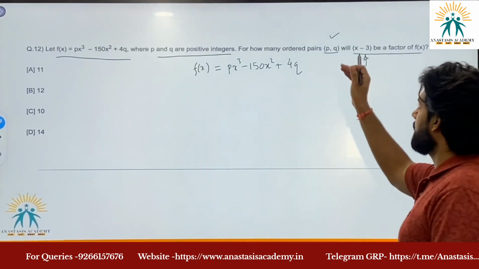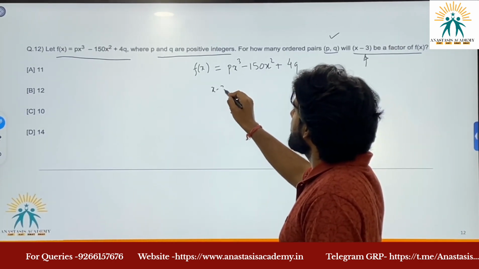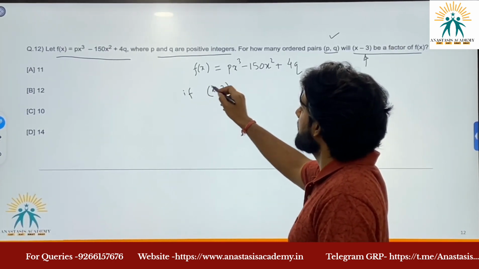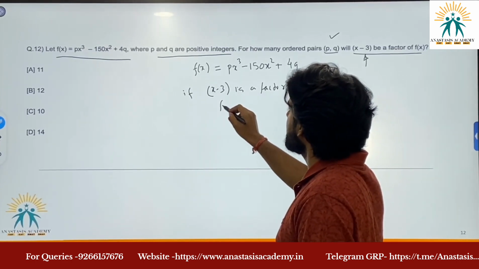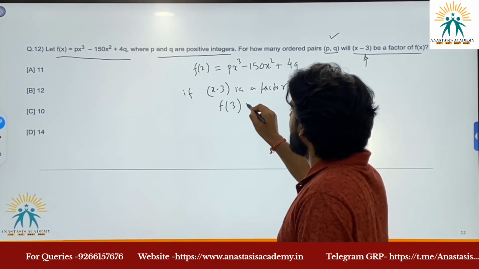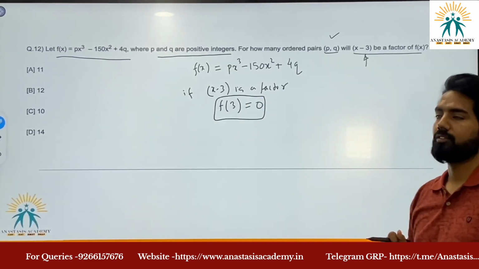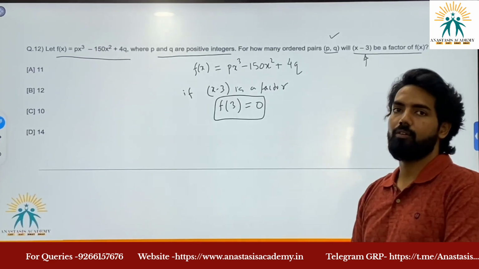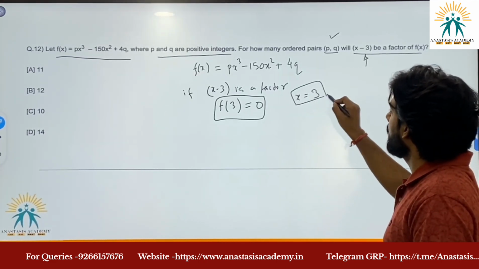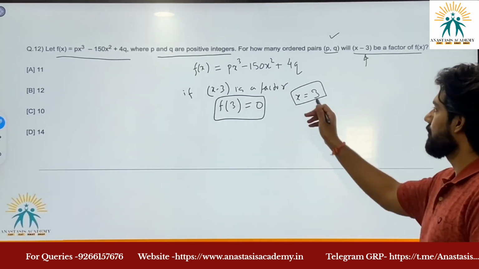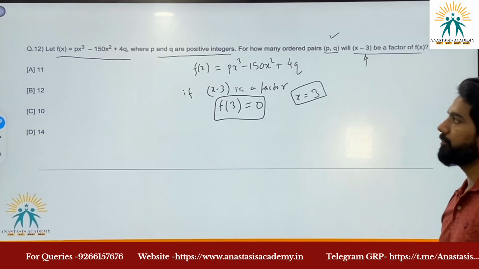I know from the factor theorem that if x − 3 is a factor of this expression, then if I place x equal to 3, this expression should become 0. For x − 3 to be a factor, x equal to 3 must be a root of this expression. So for x equal to 3, this expression should turn to 0.